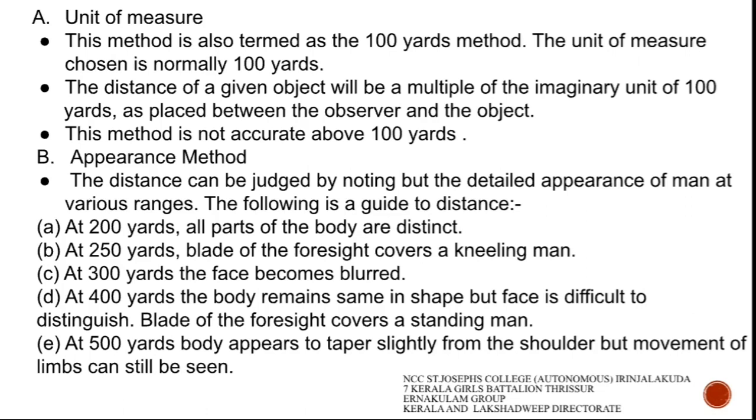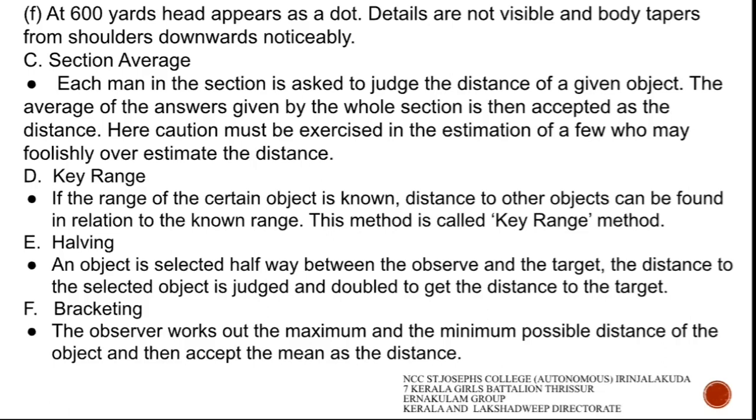Next method is the appearance method. The distance can be judged by noting the detailed appearance of a man at various ranges. These are some ranges and the distinguishing features of a man's appearance. Section average: each man in the section is asked to judge the distance of a given object. The average of the answers given by the whole section is then accepted as the distance. Here caution must be exercised in the estimation of a few who may foolishly overestimate the distance.